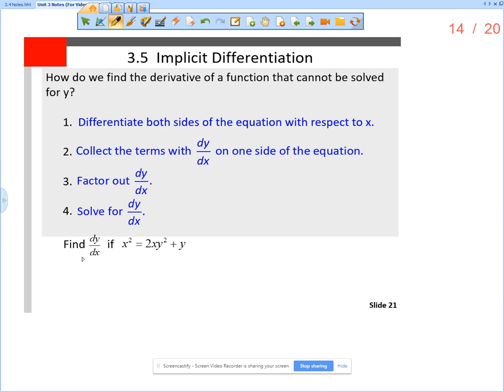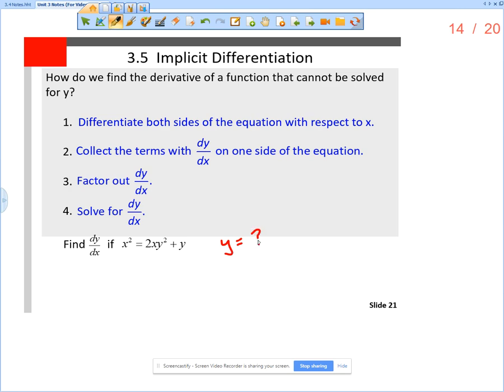So for instance, look down here at the bottom. It says find dy/dx if x squared equals 2xy squared plus y. You'll notice this equation is not in y equals form. It would be very challenging to put it into y equals form because I have y squared here and I have y. We'd have to divide by 2x and then complete the square and all that to get it into y equals form.